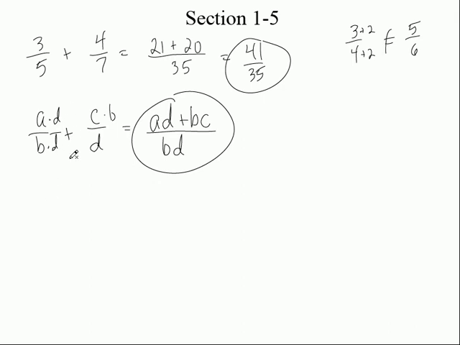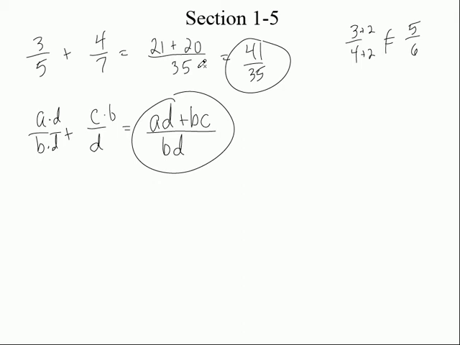Now, you got the basic idea of what we're doing. The hard part is sometimes finding the common denominator. So far, it's been pretty easy because this was prime, this was prime. You just multiply them together and you get your common denominator. You could always find a common denominator by just multiplying the two denominators together, right?